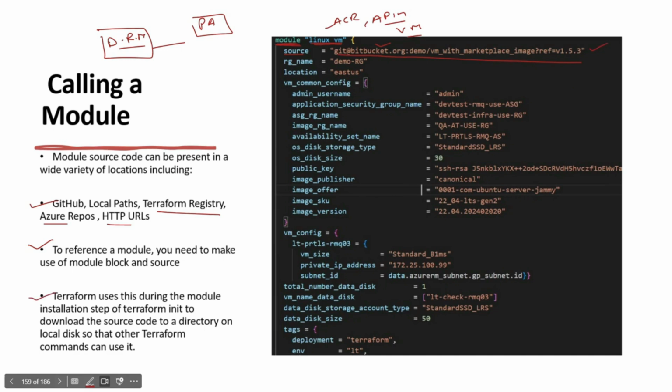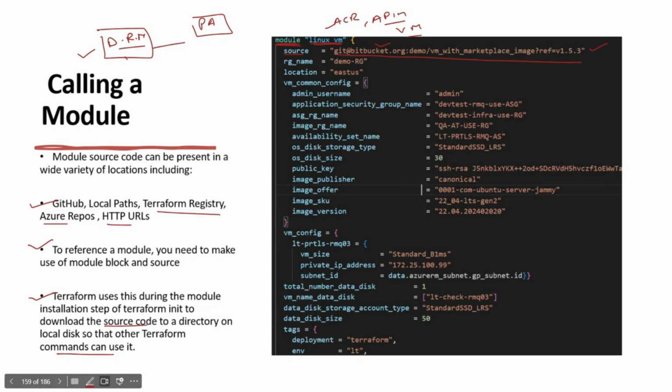Terraform uses this during the module installation step of terraform init to download the source code to a directory on local disk so that other Terraform commands can use it. So what exactly does it mean? Initially we have our source module, a dedicated module where we have written our modules, and here in project A we are calling it.